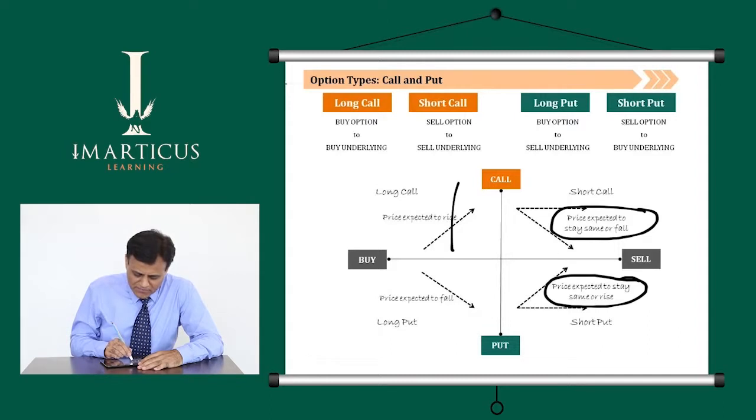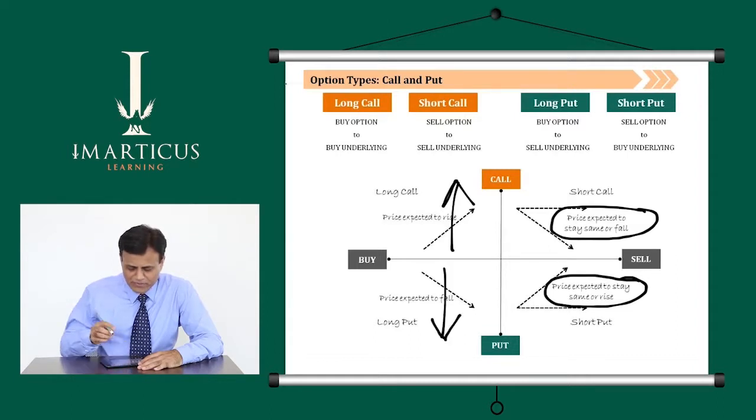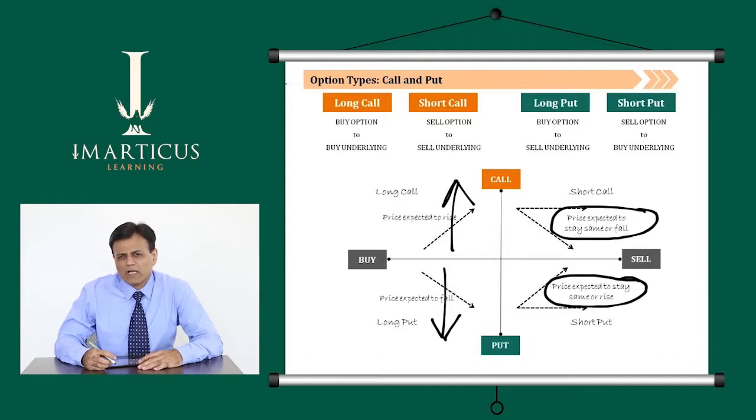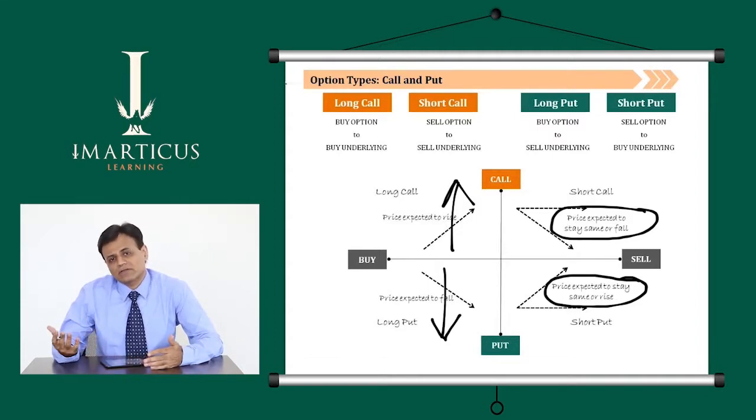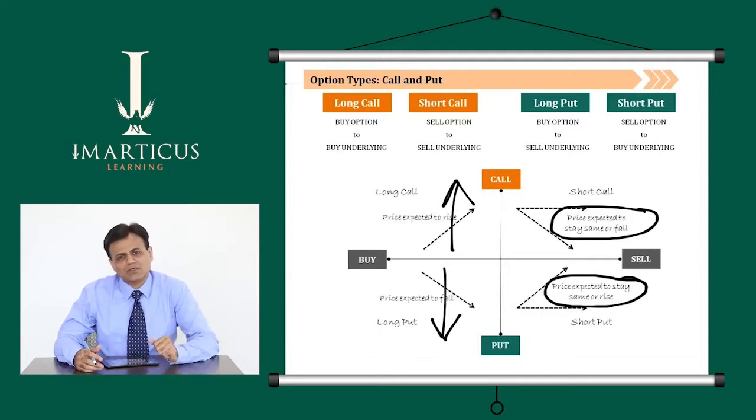The question comes, if the buyer of the call expects the prices to rise and the buyer of the put expects the prices to fall, why can't we buy both and gain from either way movement of the asset prices? The asset prices can go either up or down. So why not buy a long call as well as a long put? And that's what option strategies are.